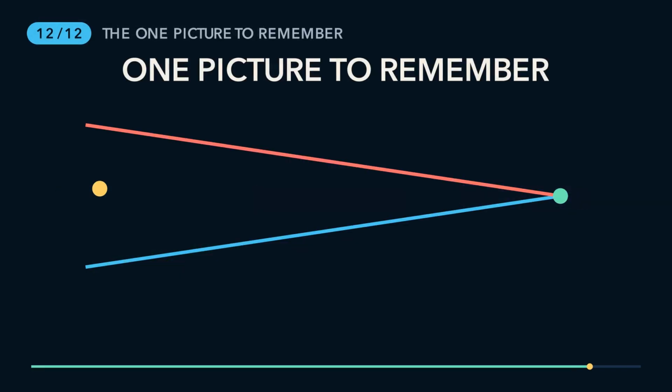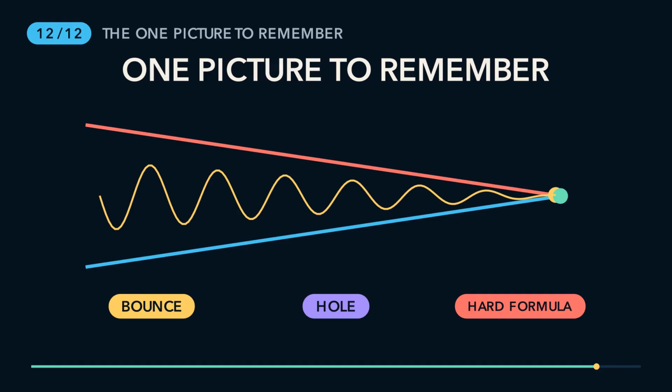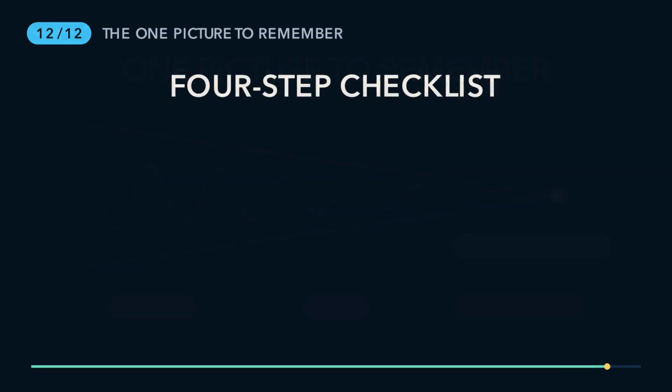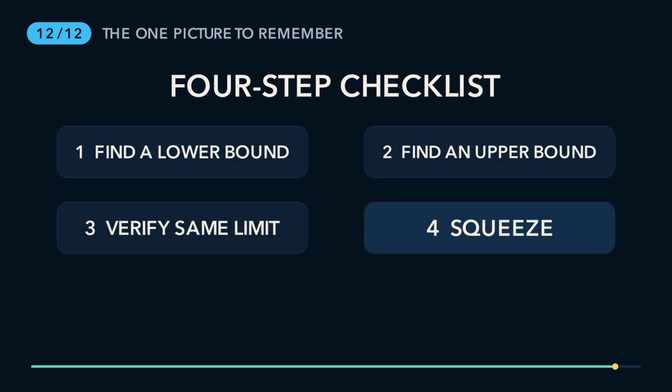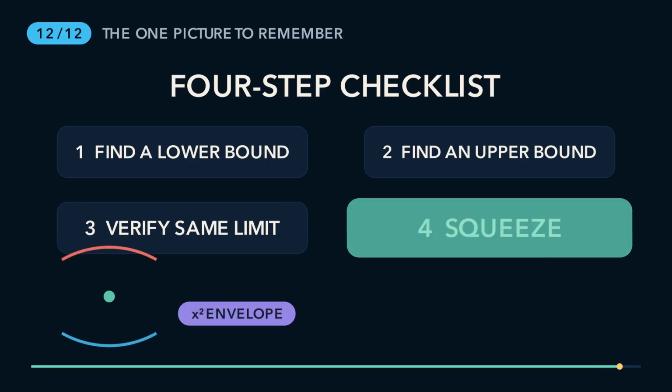Return to the yellow bead and the 2 closing walls. The middle path may bounce, break at the gate, or resist direct calculation. None of that matters once a valid corridor closes on one height. When you face a stubborn limit, use this 4-step checklist. Find a simple lower bound, find a simple upper bound. Verify that both approach the same value, then squeeze.